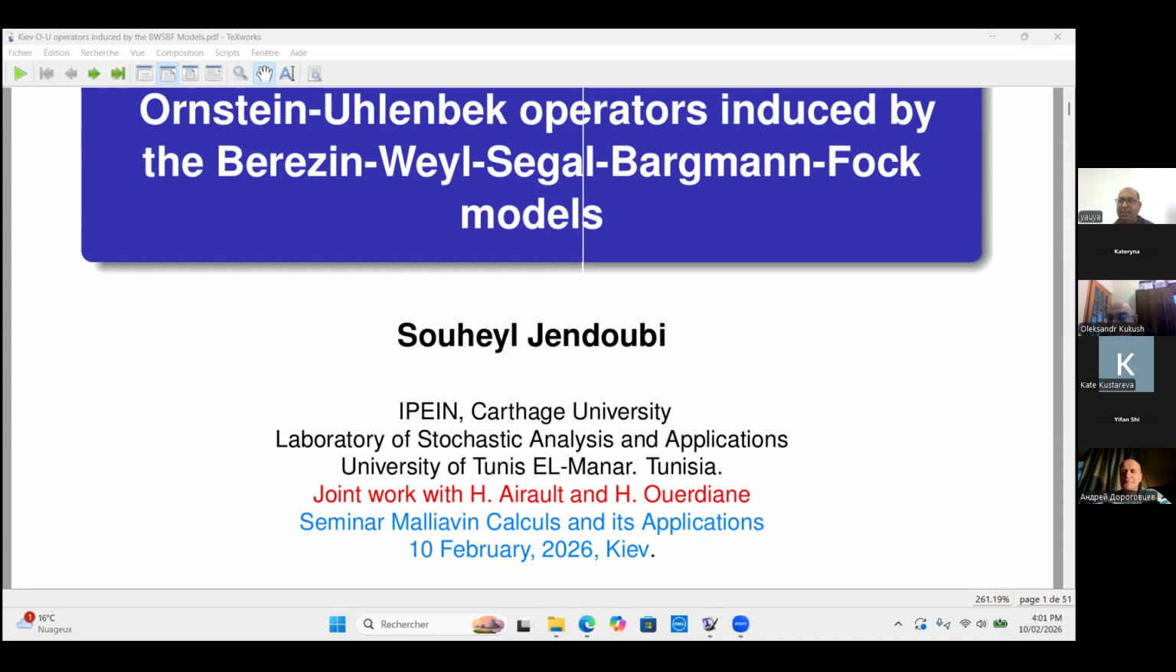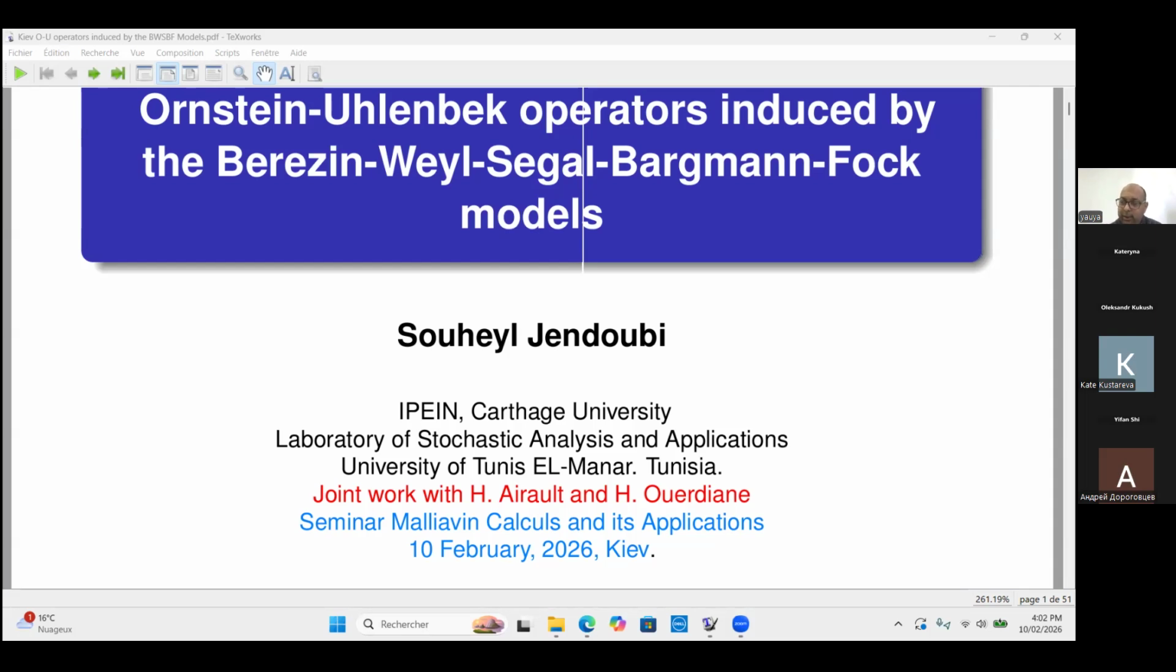Thank you very much for this opportunity to give a talk in the Malliavin calculus seminar and its application. My talk is about the Ornstein-Uhlenbeck operator and especially how these operators are induced from some algebraico-geometric model. This is joint work with Hélène Héroux from the University of Picardie and Habib Warden, the ex-head of our laboratory.